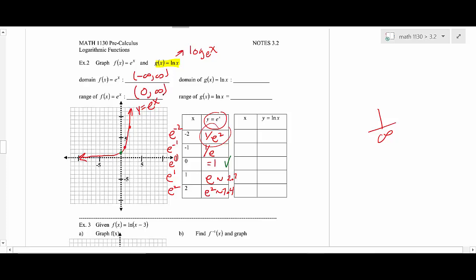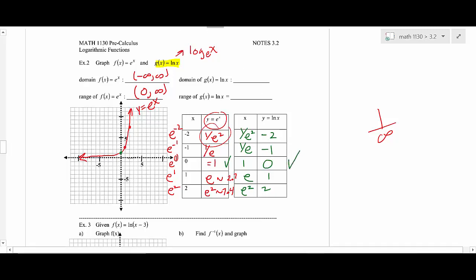Now what you want to do is flip around these points. Take this and write this one as 1 over e squared, negative 2, 1 over e, negative 1, 1, 0, e, 1, and then e squared and 2. So again, if you're going to graph the logarithm, flip the points because you know what the inverse is, and then plot them. All right, let's go ahead and do that.